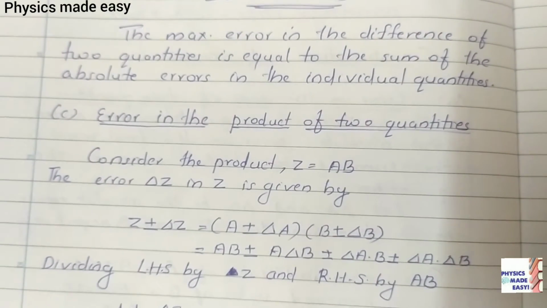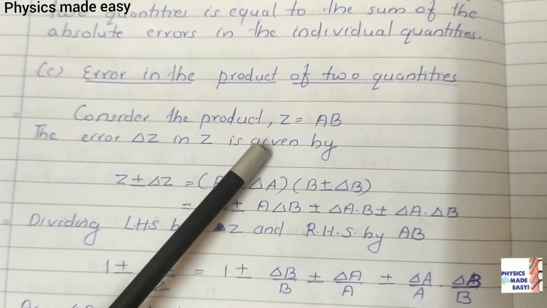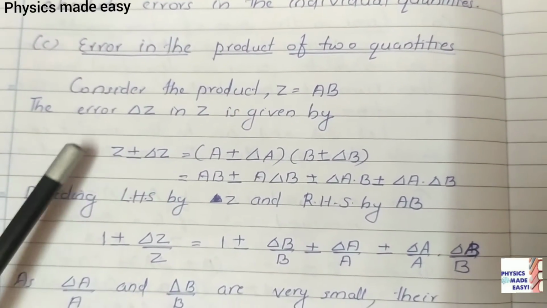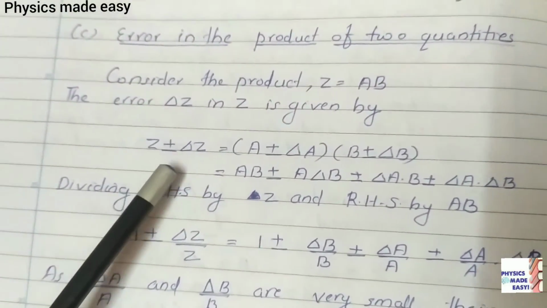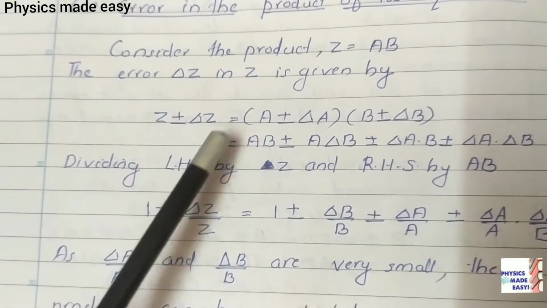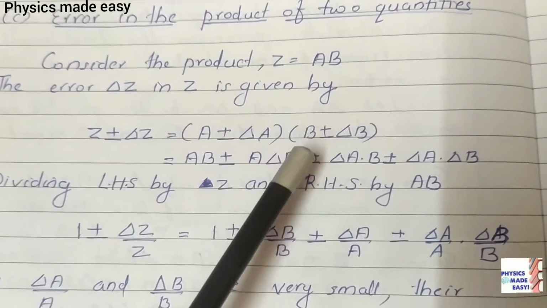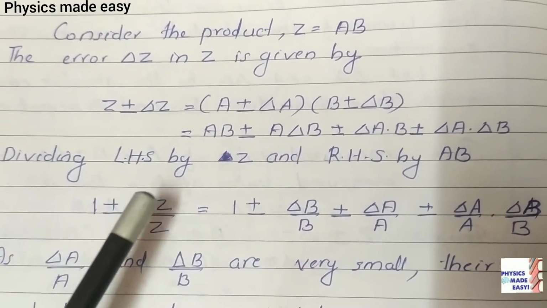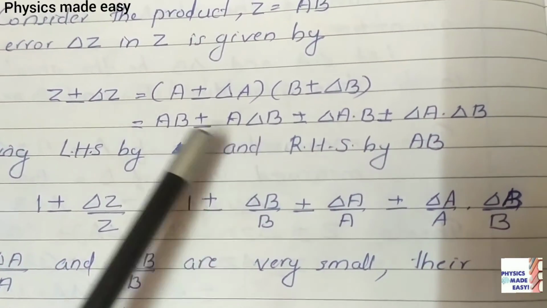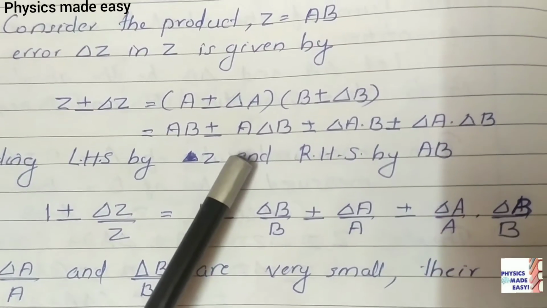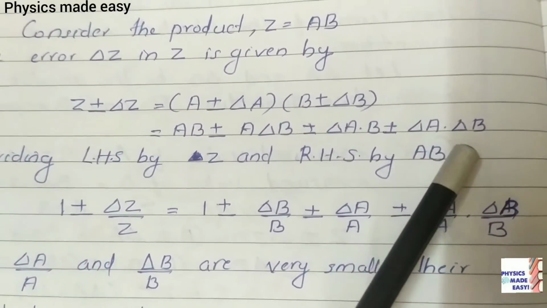Now, in case of product of two quantities, what will be the error? Here we can consider product z is equal to ab. You know delta z is the error in z, then we can write z plus or minus delta z is equal to a plus or minus delta a into b plus or minus delta b. This we can write as ab plus or minus a delta b plus or minus delta a into b, then plus or minus delta a into delta b.